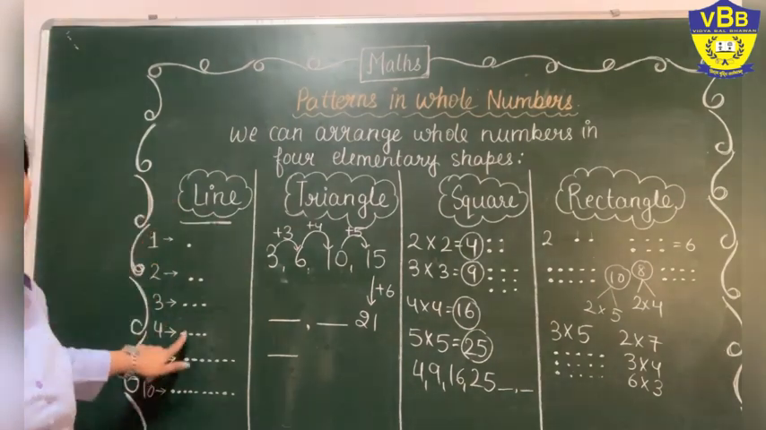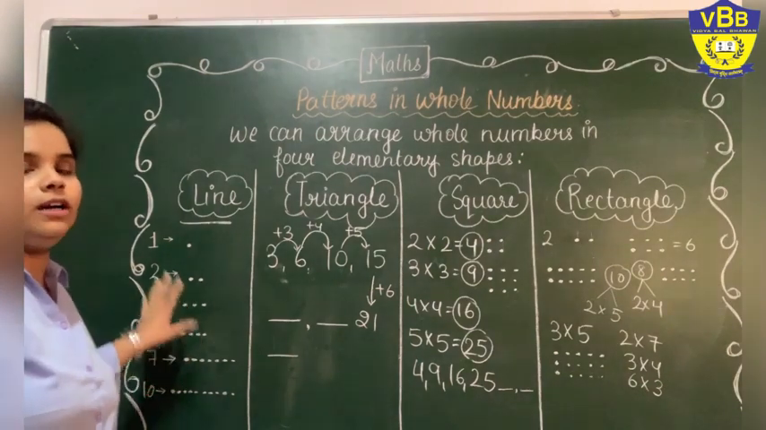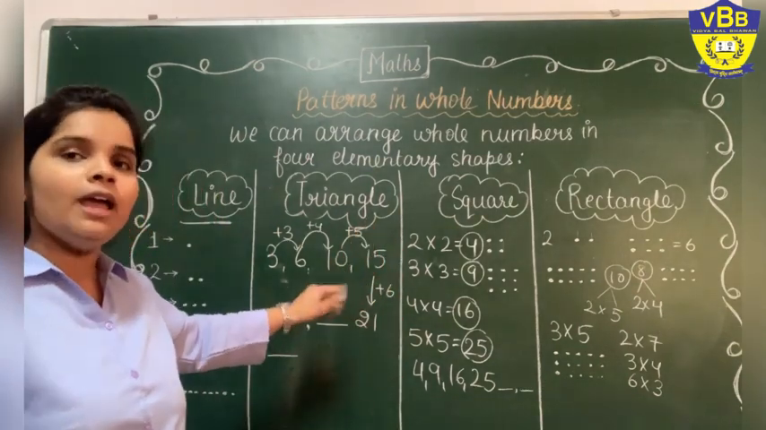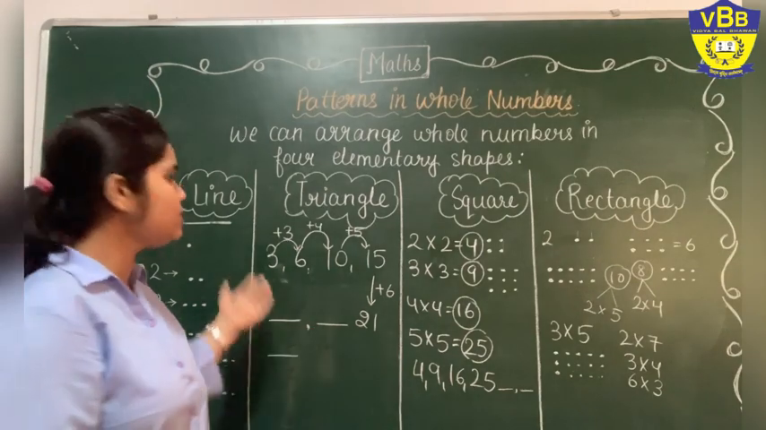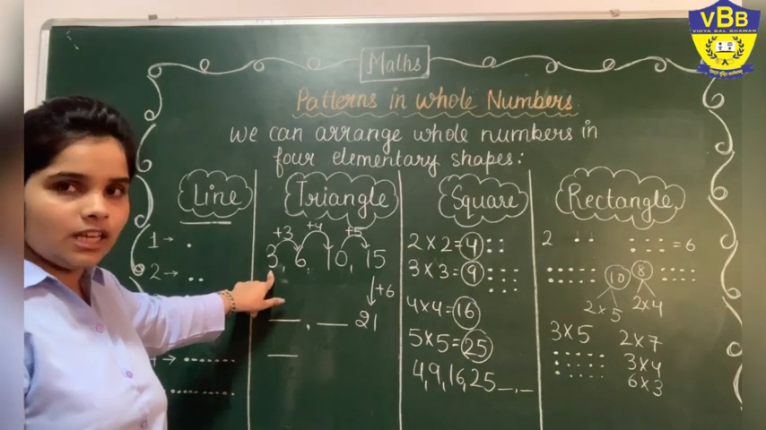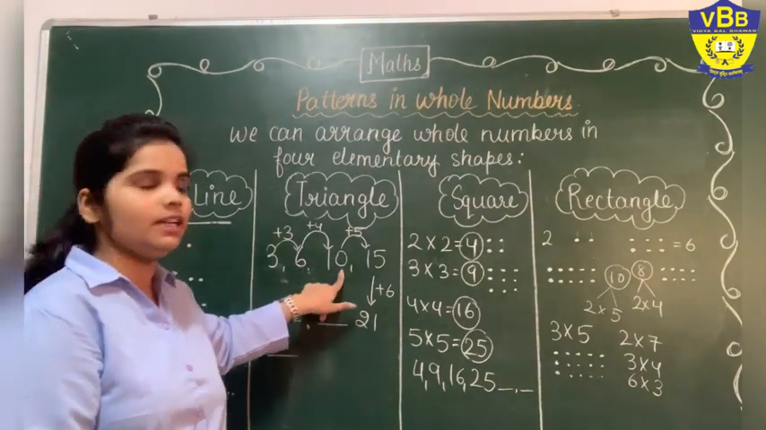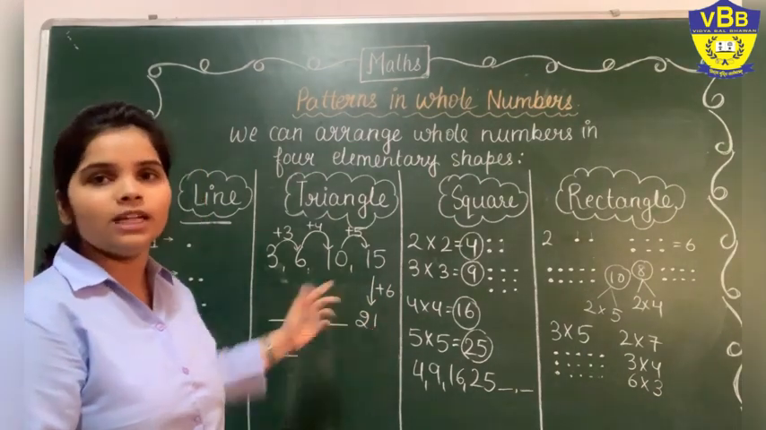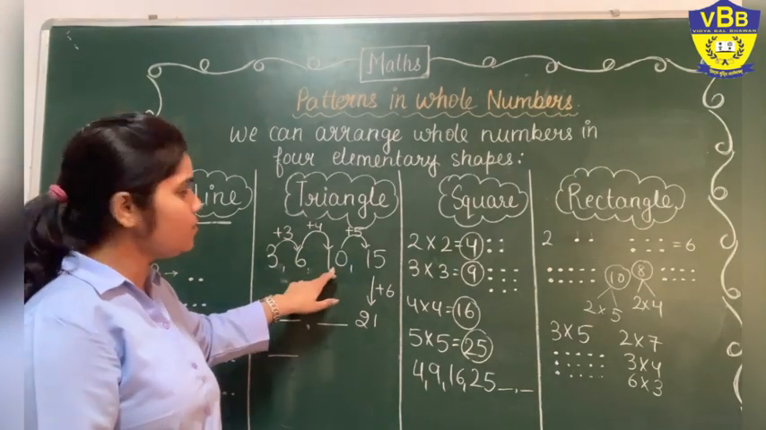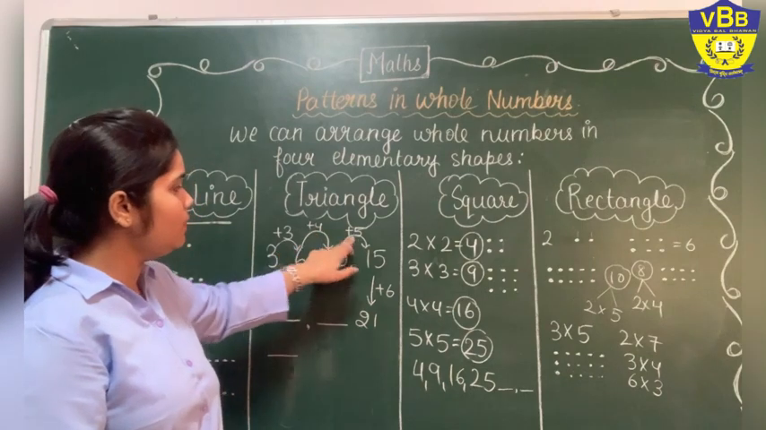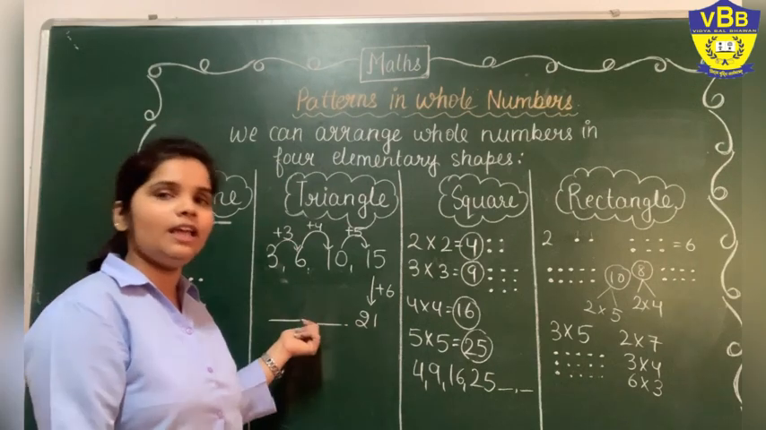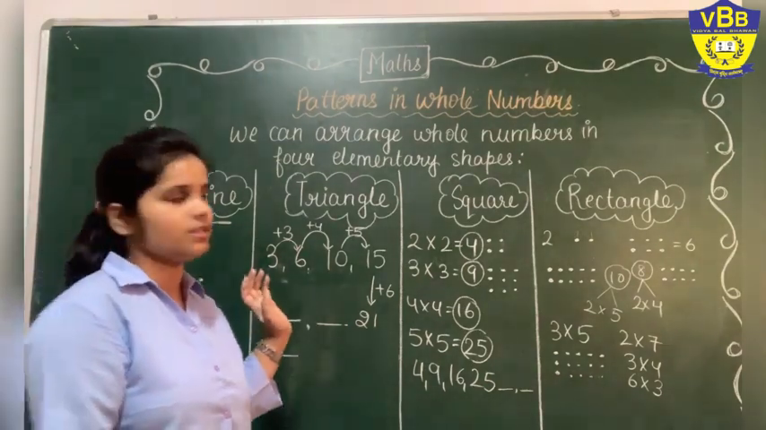Line: each and every whole number except 0 can form a line. Triangle: some of the numbers can be arranged in triangle shape, and the numbers which form a triangle are called triangular numbers. Those are 3, we can first form a triangle using 3 dots, after that 6, after that 10, 15, 21. What is the pattern followed? 3 plus 3, 6, 6 plus 4, 10. After adding 4, we add 5, after that we add 6, then 7, then 8, and these will form the triangular numbers.